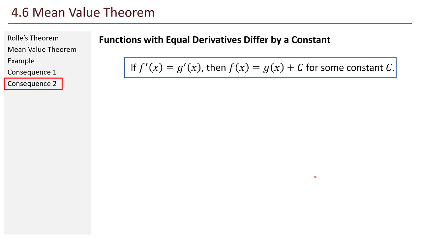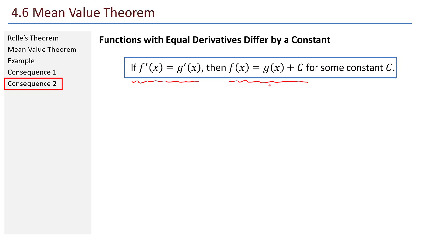There's a second consequence, which is really an immediate consequence of the first one. Functions with equal derivatives differ by a constant. So in other words, for example, if f prime of x equals g prime of x, so these two functions have the same derivative, then really f of x equals g of x plus c.